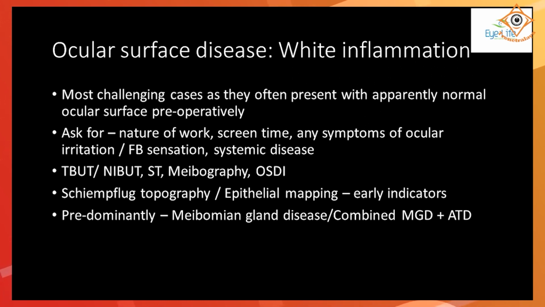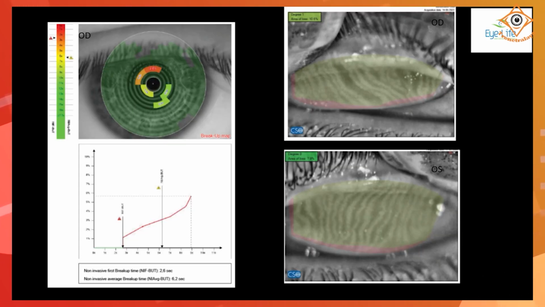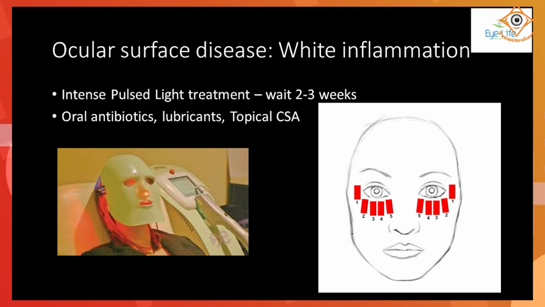Also, for those who have access to epithelial mapping, an irregular epithelial map indicates probably an inflamed surface, and that needs to be treated before you take the patient up for surgery. These patients predominantly have MGD, or it could be combined, and rarely aqueous tear deficiency alone. This is what normally should be done. And treatment-wise, we have found very good results with intense pulsed light treatment. But having done this, wait for 2 to 3 weeks before you do the surgery. And again, we take all possible precautions. We treat the lids with oral antibiotics, lubricants, and even topical cyclosporin A.